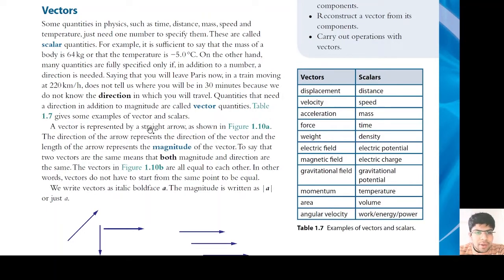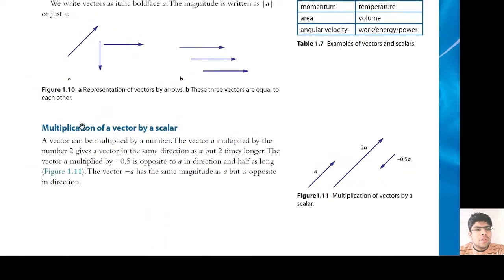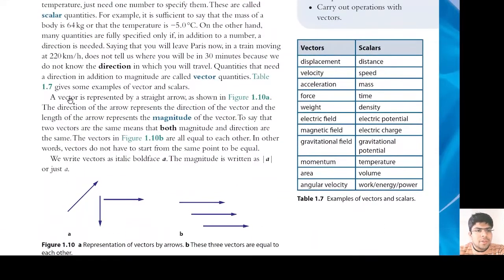A vector is represented by a straight arrow as shown in figure 1.10. The direction of the arrow represents the direction of the vector, and the length of the arrow represents the magnitude of the vector. To say that two vectors are the same means that both magnitude and direction are the same. The vectors in figure 1.10b are equal to each other. In other words, vectors do not have to start from the same point to be equal.